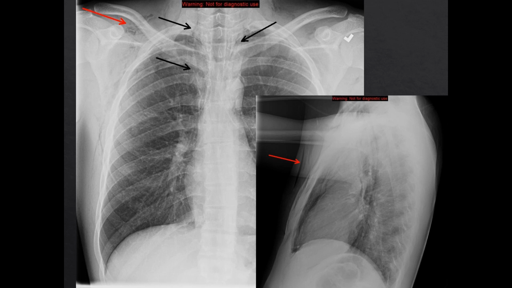Additionally, these red arrows are pointing to areas of lucency that are pockets of air within the soft tissue. This is also called subcutaneous emphysema, and it demonstrates that maybe there's surgery done in the area, or it could be that there was a rupture in either the esophagus or some other structure that has allowed air to get trapped within the soft tissue layers.